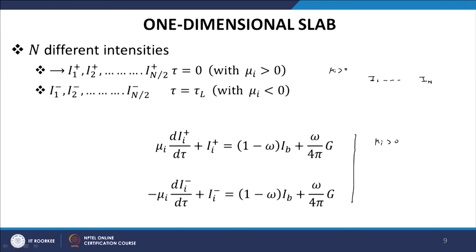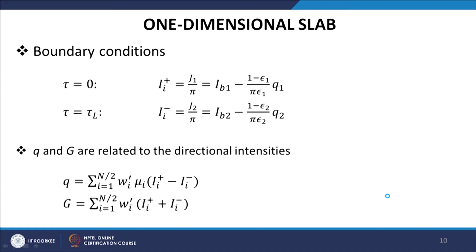The radiative transfer equation for this one dimensional case can be written for mu i greater than 0 as mu i d I plus by d tau plus I plus is equal to the source term, and similarly for mu i less than 0, that is downward movement, minus mu i d I minus by d tau plus I minus is equal to the source term. The boundary conditions can be written at the bottom wall. At the bottom wall we have tau equal to 0 and intensity is moving in the upward direction. So, we write it as I plus in certain discrete directions, and this intensity will be written as J1 upon pi, equal to epsilon 1 I b1 upon pi plus (1 minus epsilon 1) upon pi times the reflected term Q1.